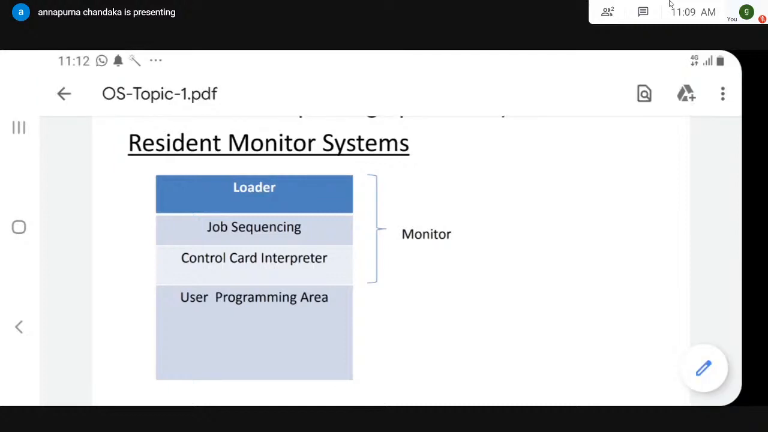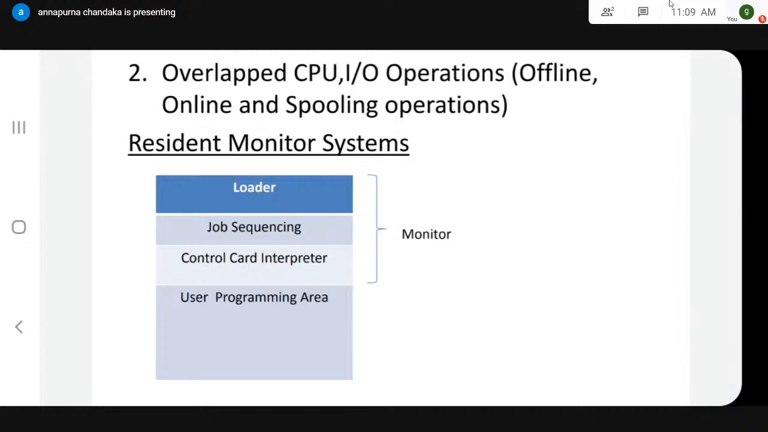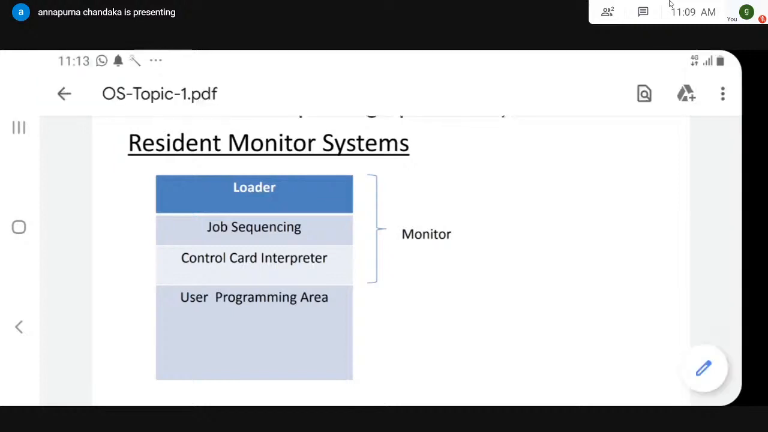Very good solution. Now, sir, what is the resident monitor system? A resident monitor system is simply a collection of 3 components. Number 1, loader. So what is a loader?